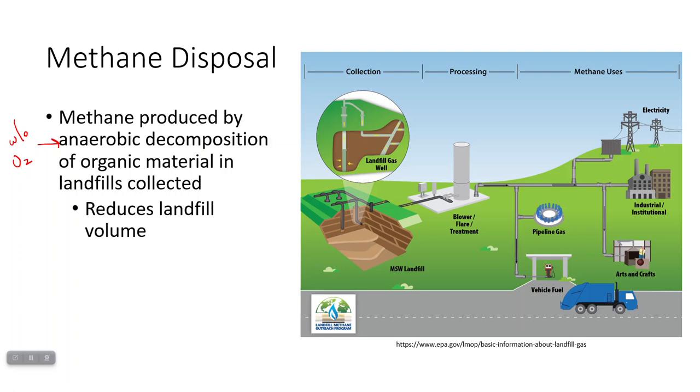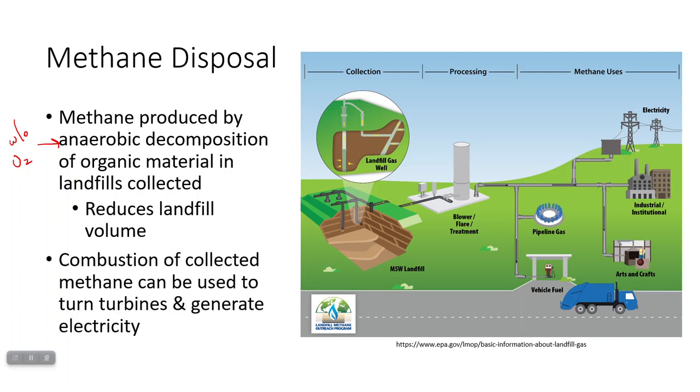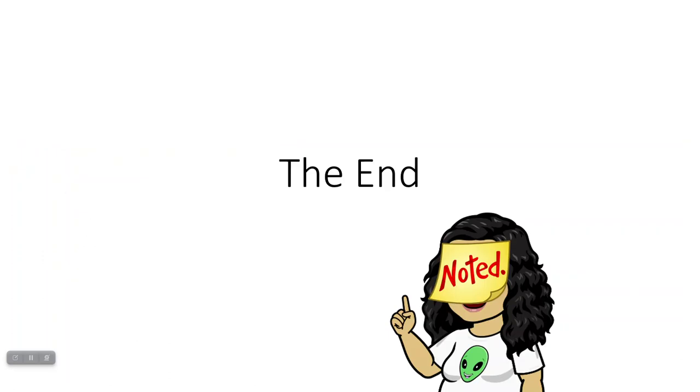But if you can pipe out that methane, that reduces the volume of stuff in the landfill, which allows you to put more solid waste. And you can combust or burn that methane and use it to produce electricity. You can pipe it out as natural gas, or you can turn it into biogas, like for vehicle fuel. All right, so those are some examples of ways to reduce the solid waste that we produce.